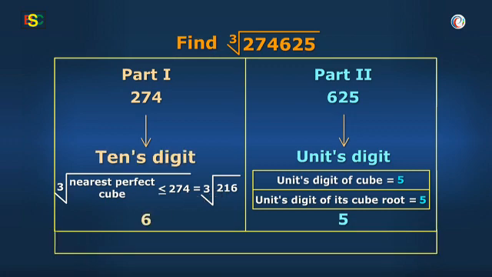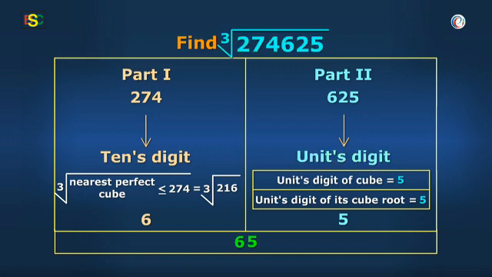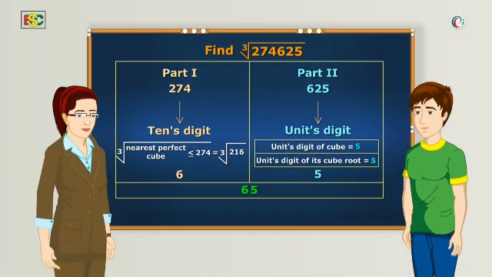Therefore, I got my tens place digit, that is, I have 6 at the tens place and 5 at the units place. And the cube root is 65. Correct, ma'am?